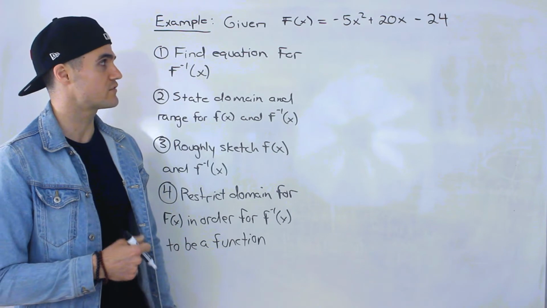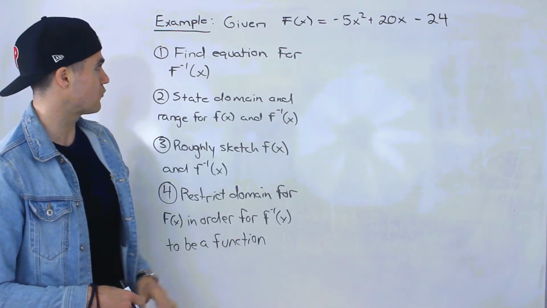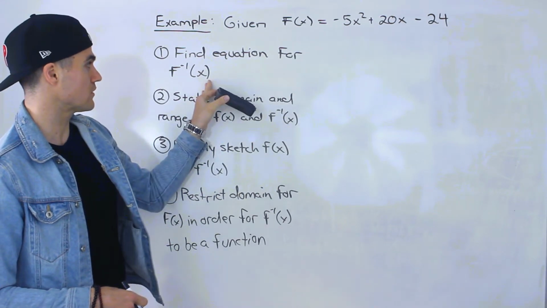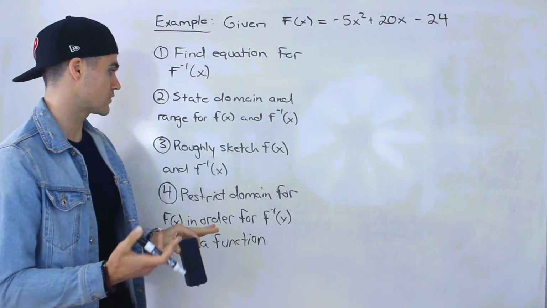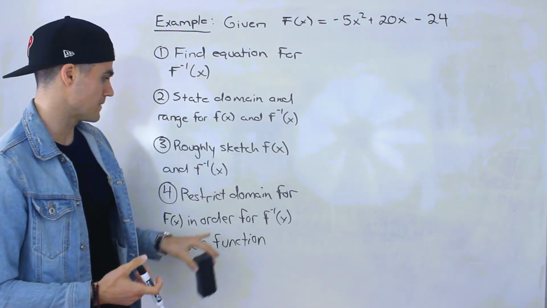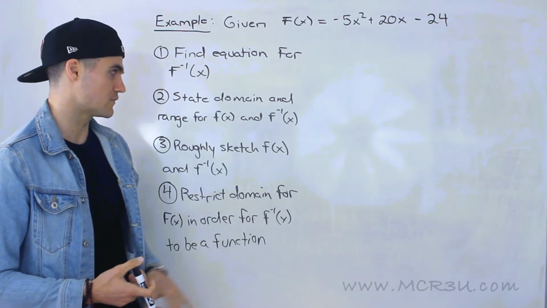We're given a function, negative 5x squared plus 20x minus 24, and we have to answer these four parts. So we have to find an equation for the inverse. We have to state the domain and range for the function and the inverse. We have to roughly sketch both of them, and then we have to restrict the domain for the function in order for the inverse to be a function.